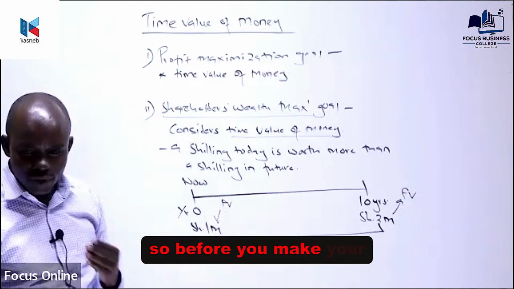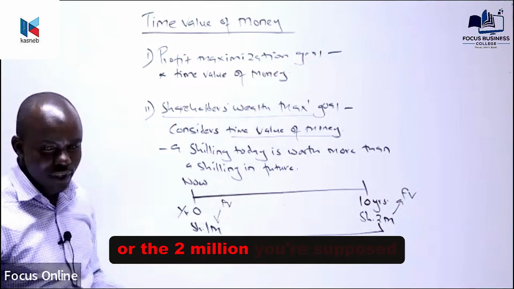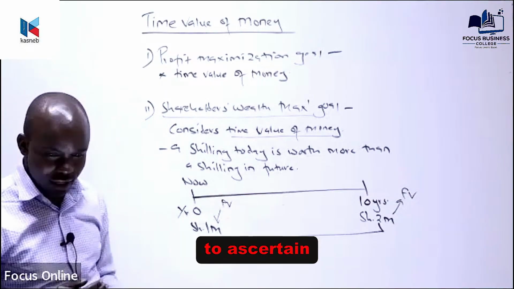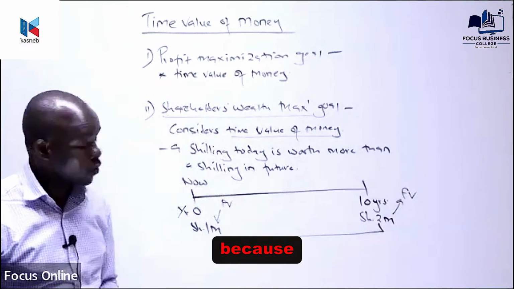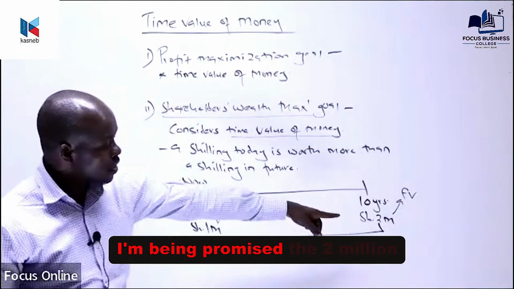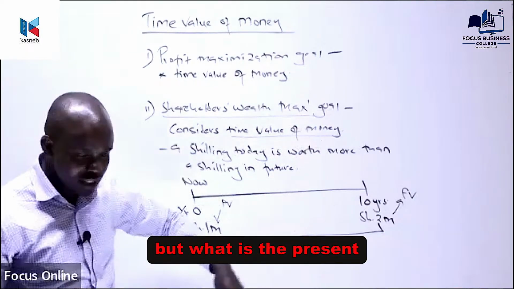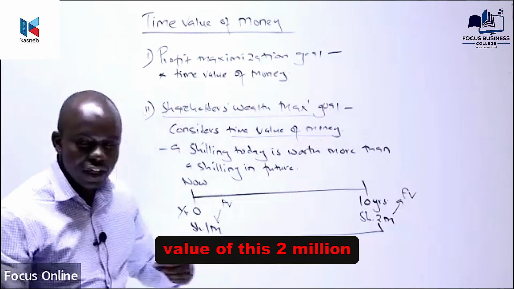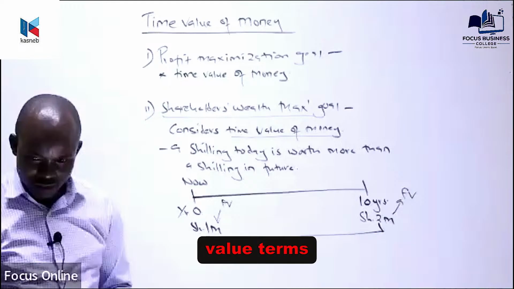So before you make your decision on whether to go for the 1 million or the 2 million, you're supposed to ascertain what this 2 million is in present value terms, because I'm being promised the 2 million in future value terms. But what is the present value of this 2 million? You bring it to present value terms.